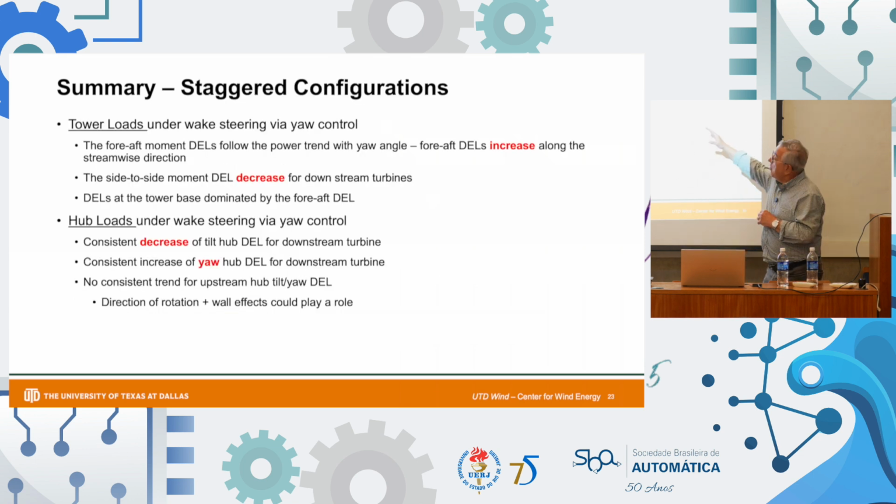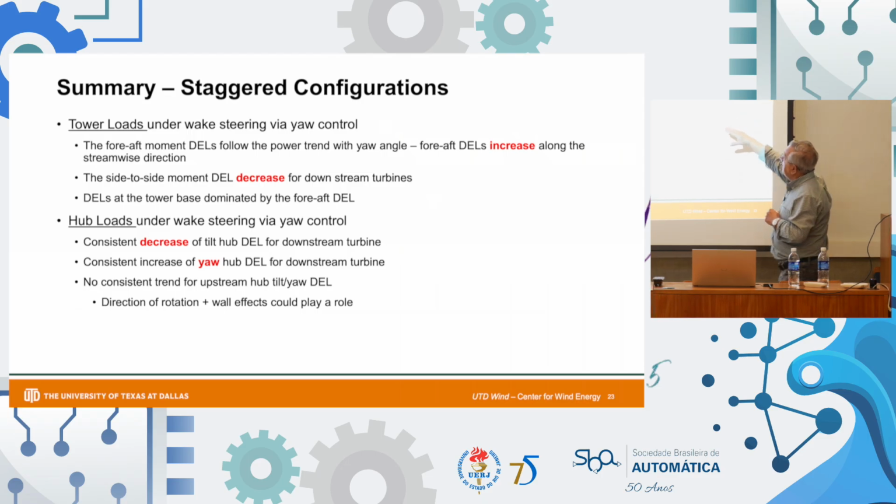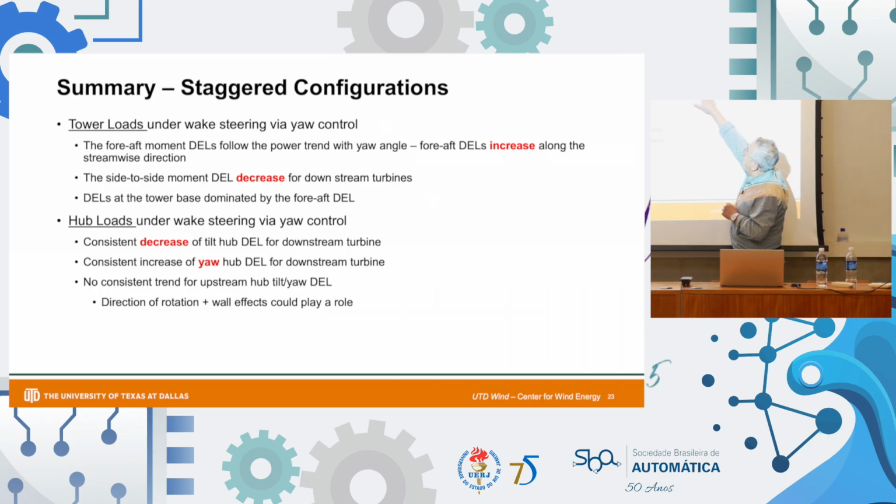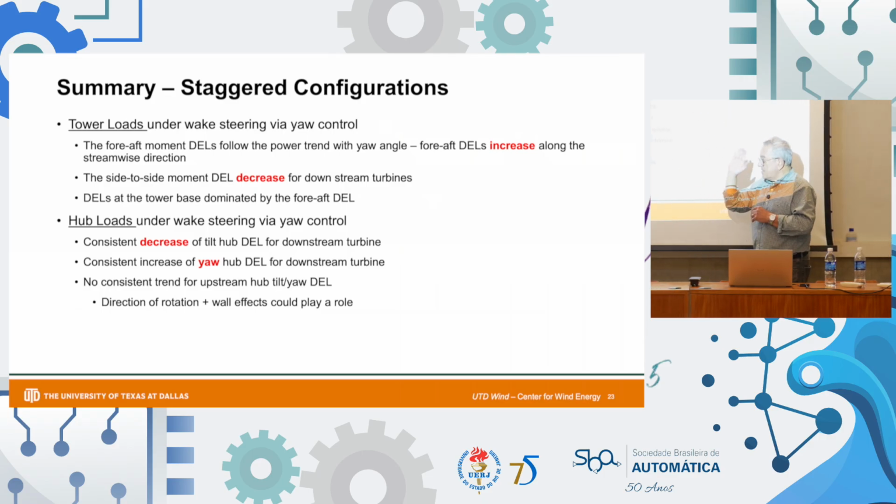I think this is about loads. And again, what I'm saying here is that there is an increase in the fore-aft loads, that's in the direction of the wind. These are damage equivalent loads. There is an increase as you move downstream, and that's expected. And the side-to-side moment decreases as we move downstream. So the machines that are further downstream do less of these.